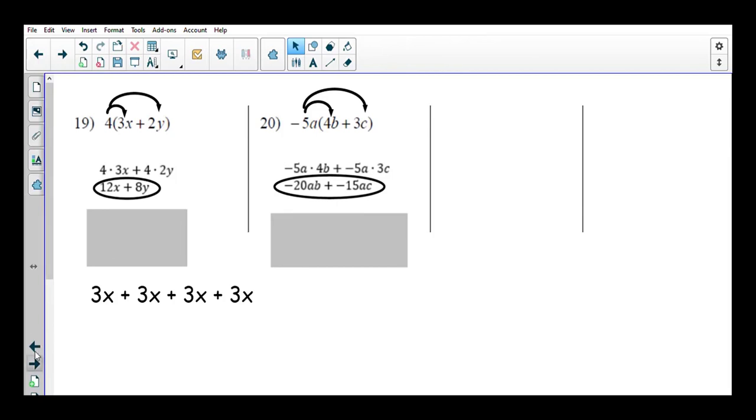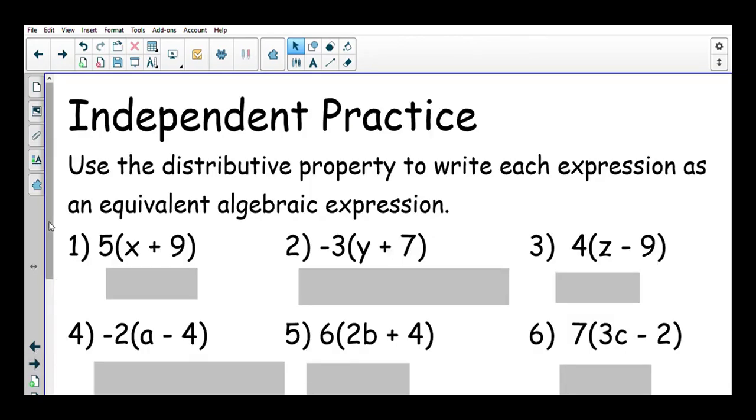All right, I do have some independent practice problems for you to try. So once they're up here, I want you to pause the video, give these 6 a try, and when you're ready, start the video again.